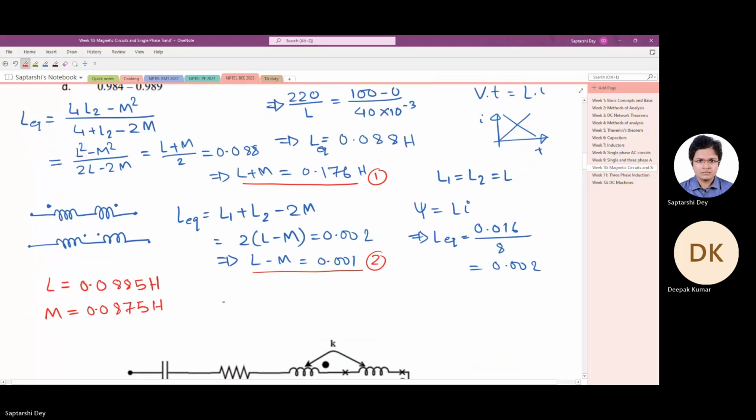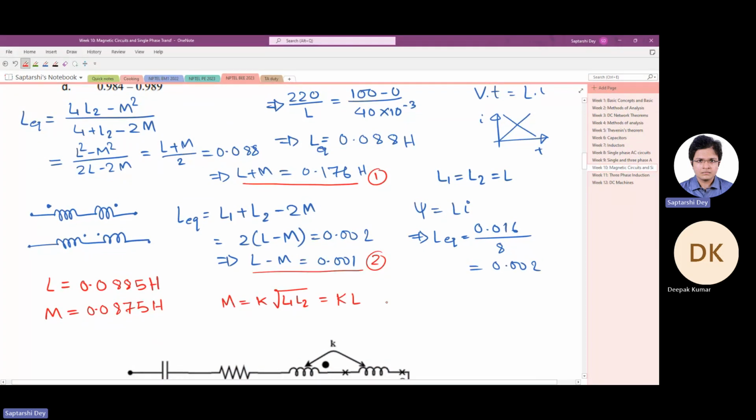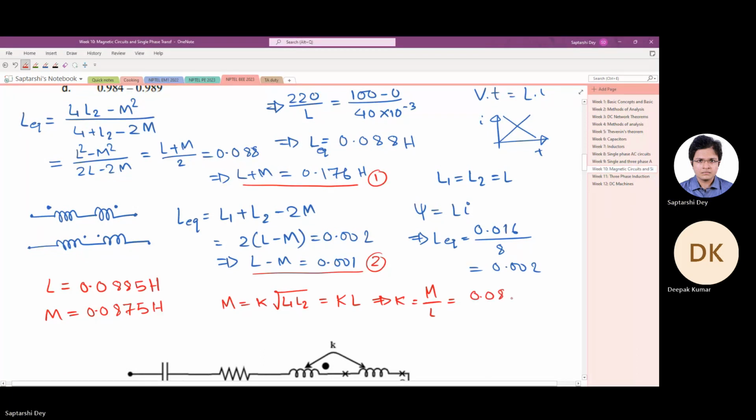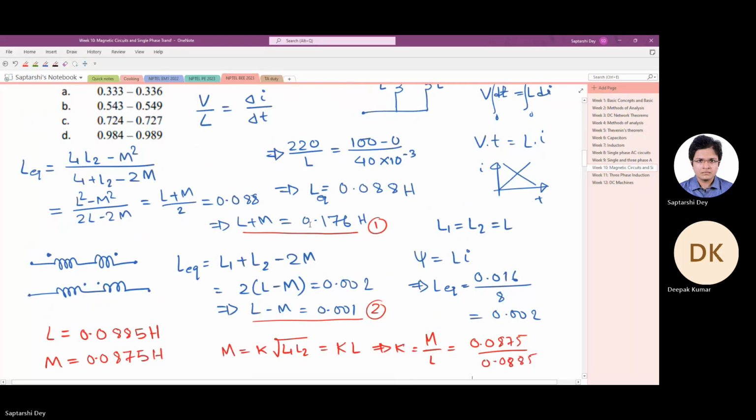M is k times square root of L1 L2. In this case, they are equal, so k times L. So coupling coefficient becomes M by L. If you do M by L, definitely it will be very close to 0.9. Obviously, option D will be the answer. Okay, any doubt? All right.